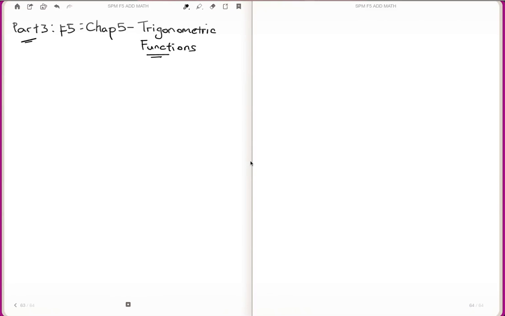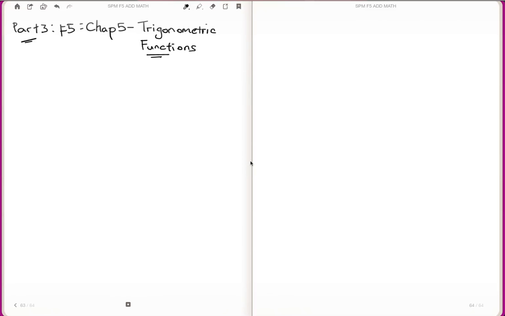Trigonometric functions. This is one of the 5 chapters, chapter 5. This is the last part. In the previous 2 parts of my videos, you have gone through the exercise, and in your textbook or reference, you're supposed to be good at finding the number of solutions.